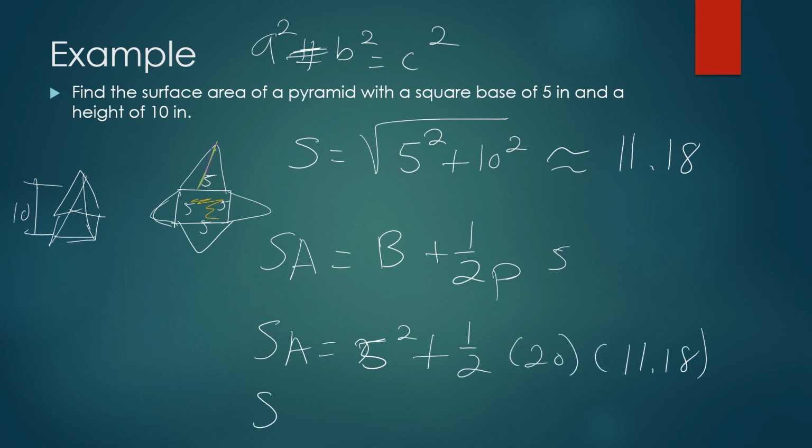So our surface area is going to be 25 plus 10, because 1/2 of 20 is 10, times 11.18. So we're going to have a total surface area of 136.8 inches squared. So when you're dealing with slant height, you'll have to use the little square root to find those values. Let's look at another example.